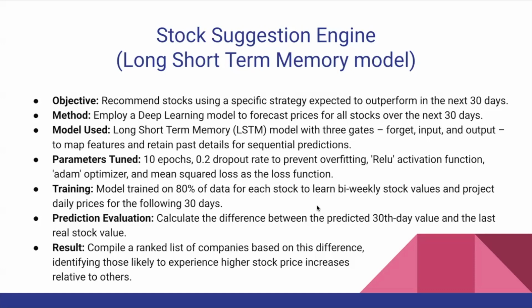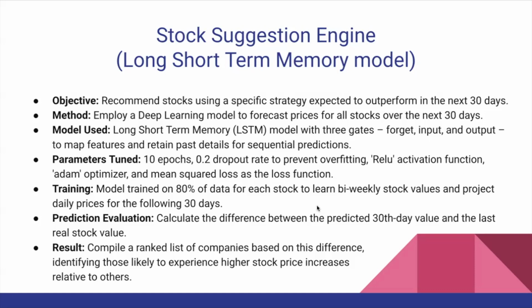We focus on predicting prices for each day over the next month. Once we have these predictions, we compare them to the actual prices of stocks on the last day. This helps us to figure out which stocks our model thinks will go up the most in price compared to others. Based on these predictions, we make a list of companies that our model believes will have the biggest increase in their stock prices. This can help investors decide where to put their money for the best chance of making a profit.